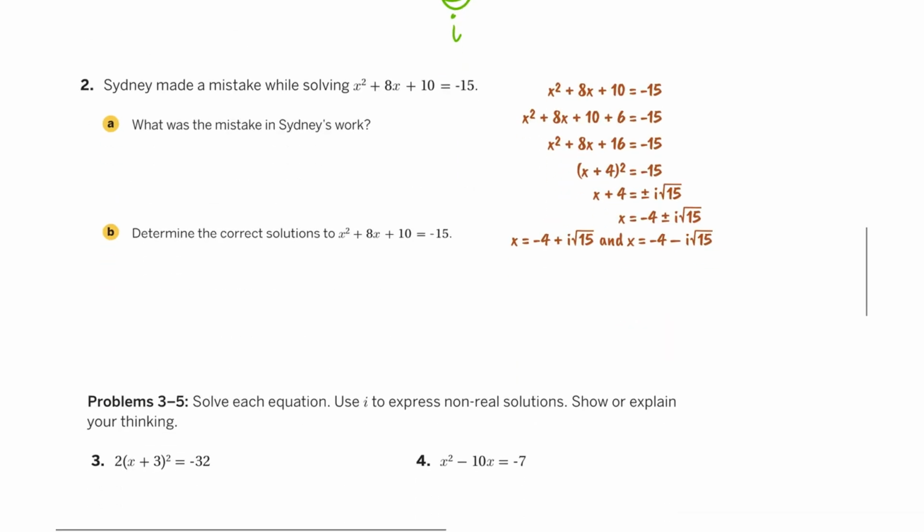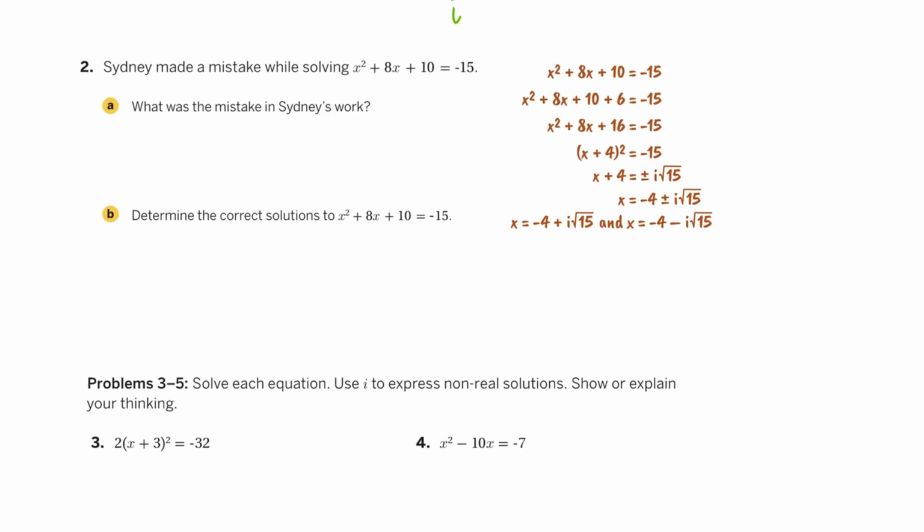For number 2, Sydney made a mistake while solving x squared plus 8x plus 10 equals -15. To check where the mistake was, again, we're using this idea that half of this is 4, and 4 squared ends up becoming 16, which is what we're looking for. So Sydney added 6, but the issue is that we can't just add 6 to one side of the equation. If we're going to add 6 to one side of the equation, we also have to add 6 to the other side of the equation.